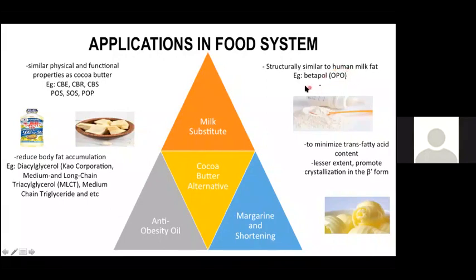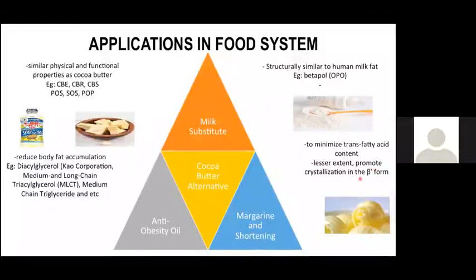And this is also quite a trend today, that a lot of the food industry is also looking into the production of OPO. Other than that, with these interesterifications, we can produce anti-obesity oil like diacylglycerol oil and also medium and long chain triacylglycerol oil. These oils are actually already commercialized in Japan. And to a lesser extent, interesterification can also be used to produce trans fat-free fat for various applications, because it does not involve hydrogenation. It just involves enzymes and you change the structures of the oil. And we consider that a trans fat-free oil.